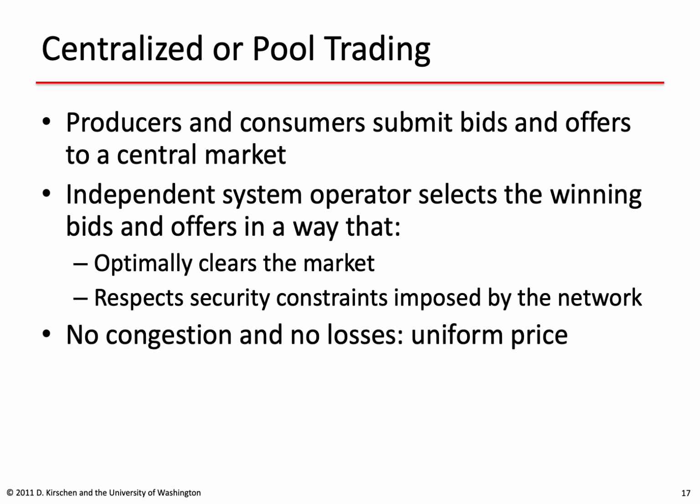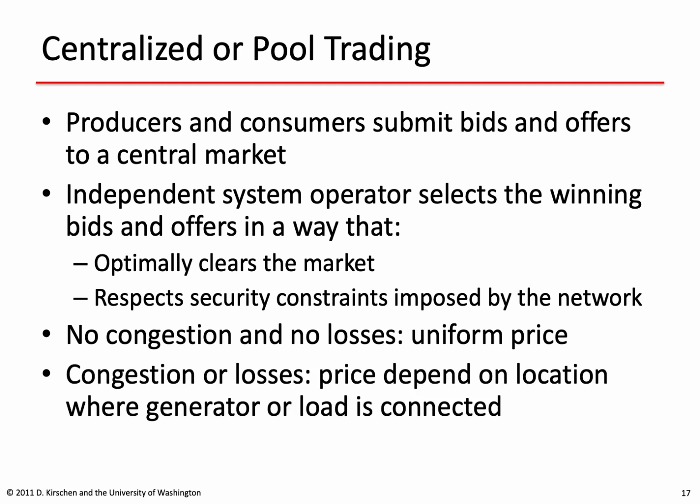If there is no congestion in the transmission network, and if there are no losses, or if we assume there are no losses, the price across the network would be uniform. On the other hand, if there are congestions or losses in the transmission network, the price of energy will depend on the location where the generator and the loads are connected.